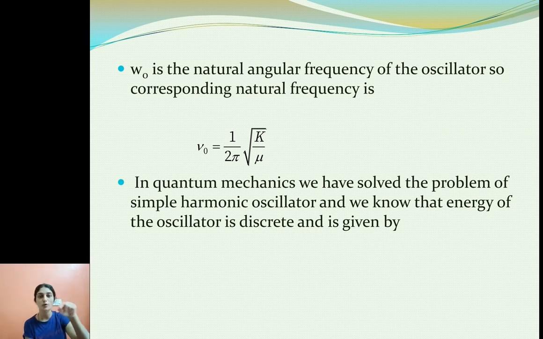Because we know that omega 0 equals 2 pi nu 0, I can write nu 0 equals omega 0 upon 2 pi. I substituted the value of omega 0 here, so I got 1 upon 2 pi under root k by mu. In quantum mechanics, we have solved the problem of the simple harmonic oscillator, and we know that the energy of the oscillator is discrete. So we have already solved this kind of problem, so we are not going to solve it again. We already know what kind of solution we get, so we are taking that solution as it is.